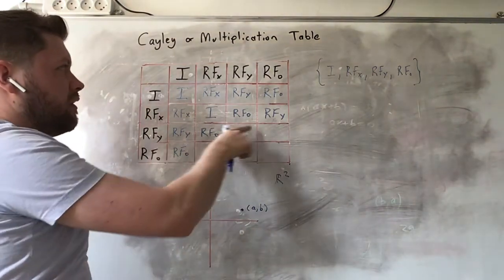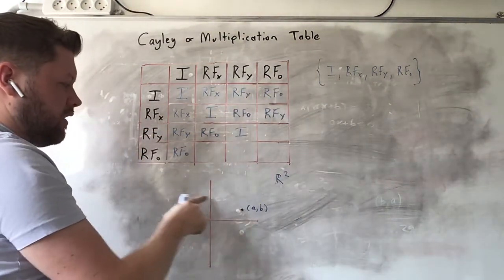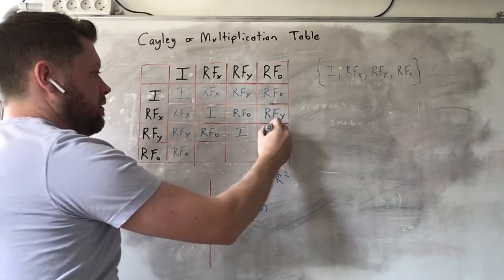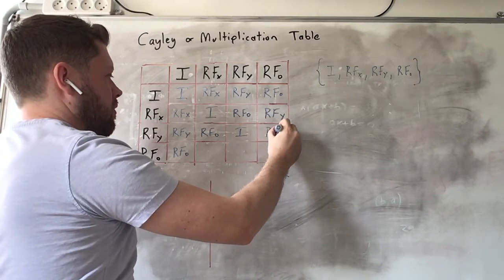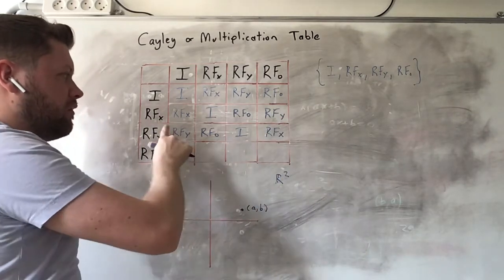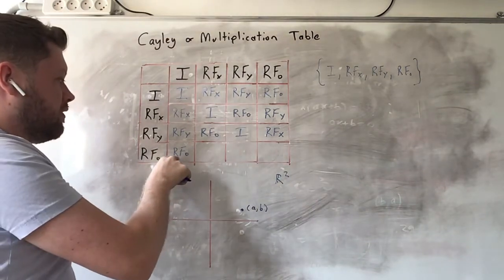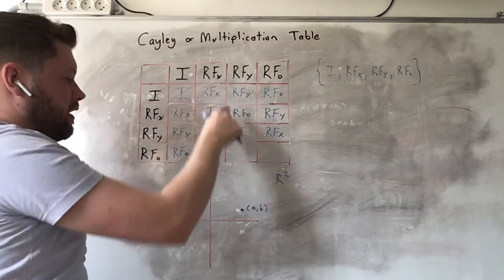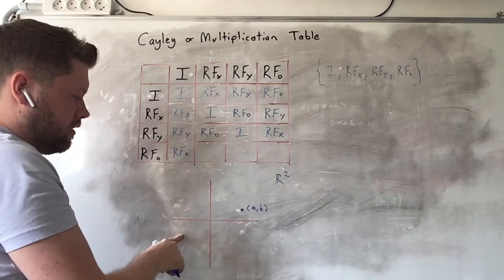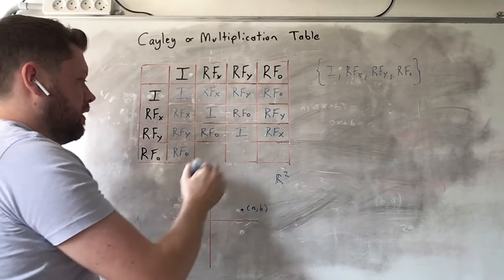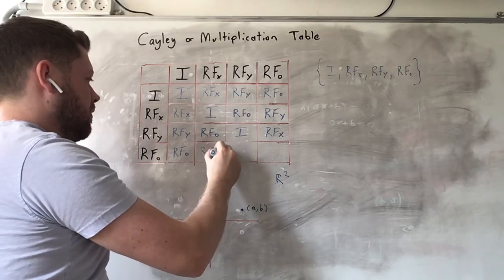Reflect in the y-axis and then reflect in the origin. Well, that's reflect in the y-axis and then in the origin. You end up at reflect in the x, which I could have seen anyway because it was the last one left. Okay, reflect in the origin and then reflect in x. So reflect in the origin, then reflect in x. Sorry, that's the same as reflect in y.